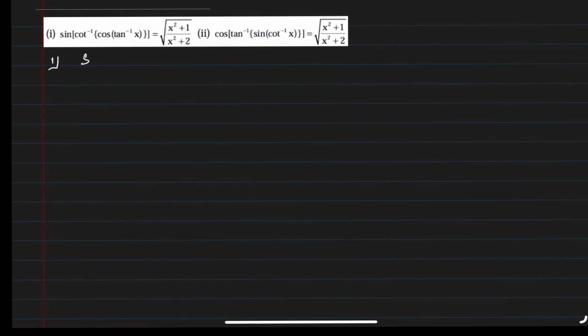First sum. Sine of cot inverse of cos of tan inverse x.